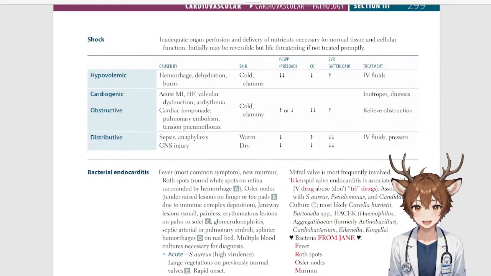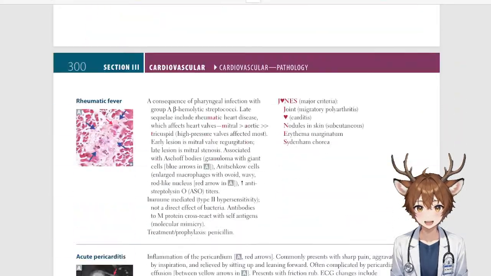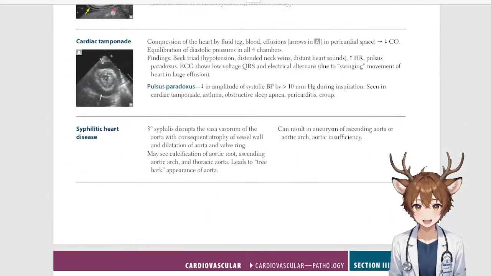We were talking about cardiac tamponade, but I don't see that section here right now, so I don't know if it's covered later on. Right here.